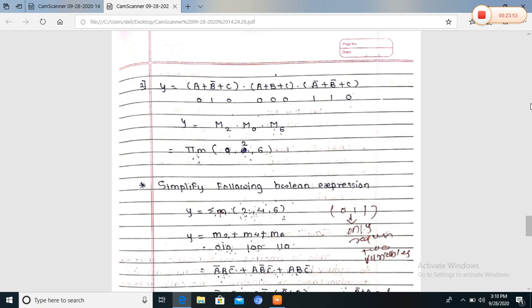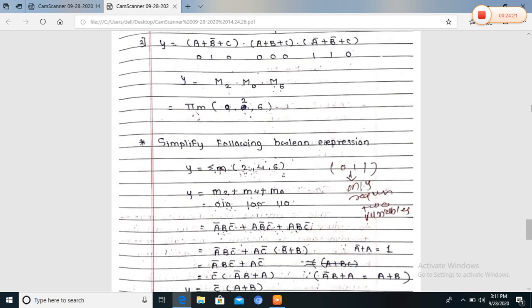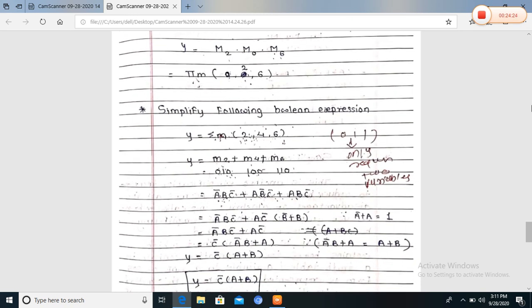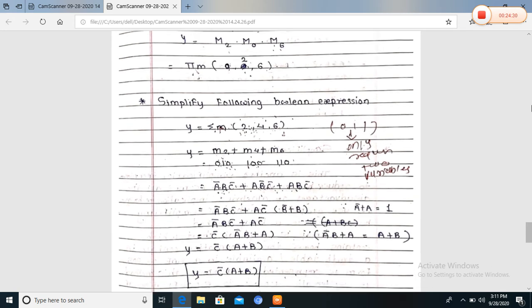And we sequentially write those max terms as 0, 2, 6, and pi m indicates that these values are the max terms. If the expression is in POS form, then it is represented as max terms by pi m, and in SOP we represent those values by summation m. From the expression, in those two examples, we found the max term and min term.